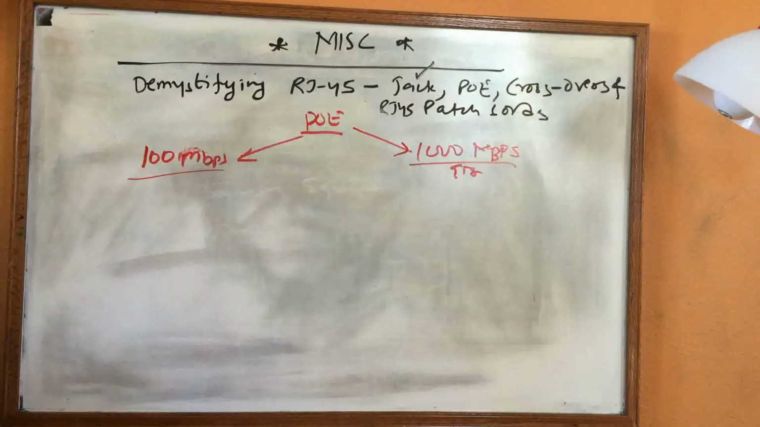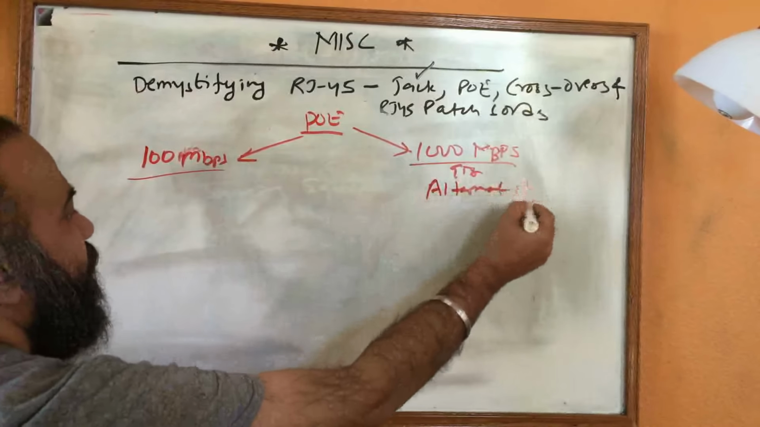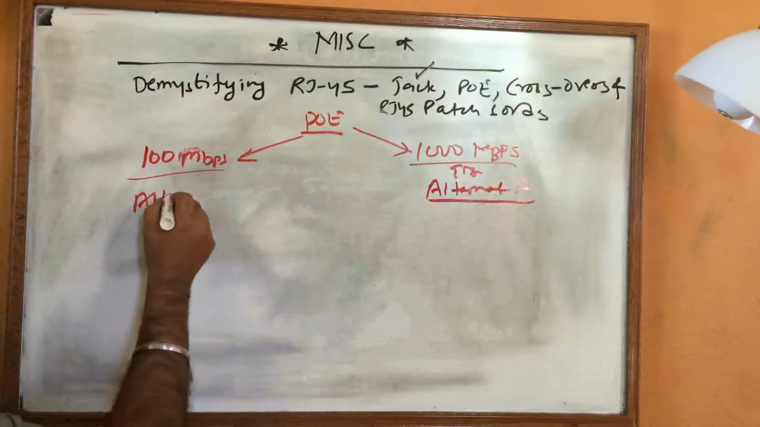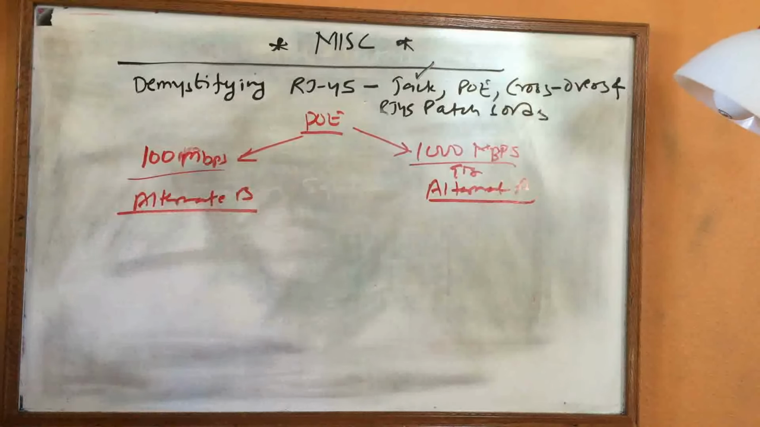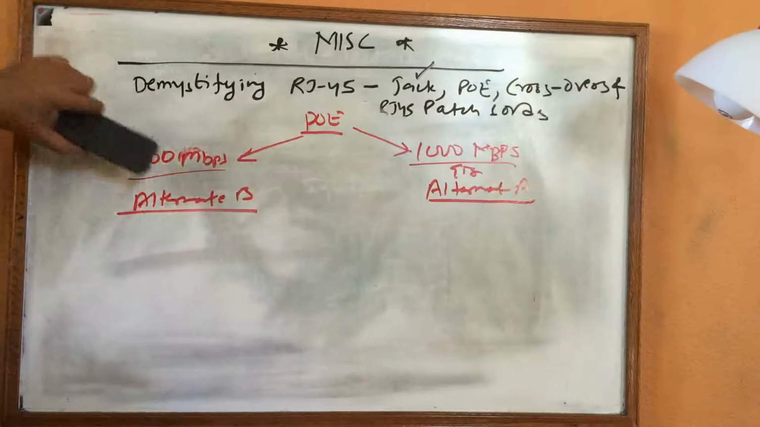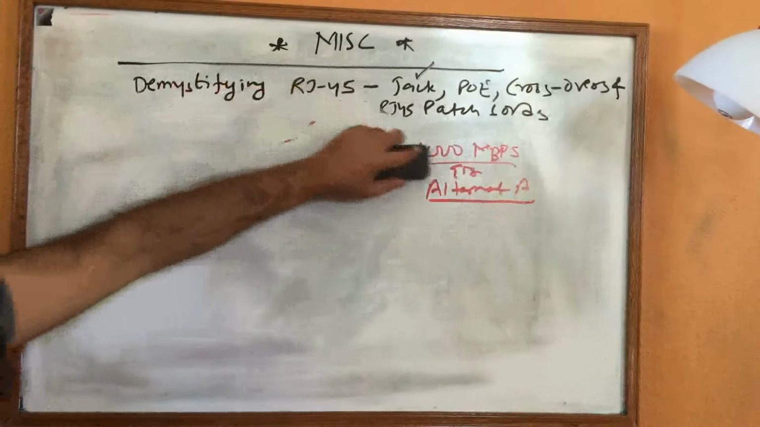They are also called alternative A and alternative B. Here we call it the alternate A configuration, and here we call it the alternate B configuration, right? For simplicity, let's talk about the 100 Mbps connection first, and then we will talk about the 1000 Mbps power over Ethernet configurations.